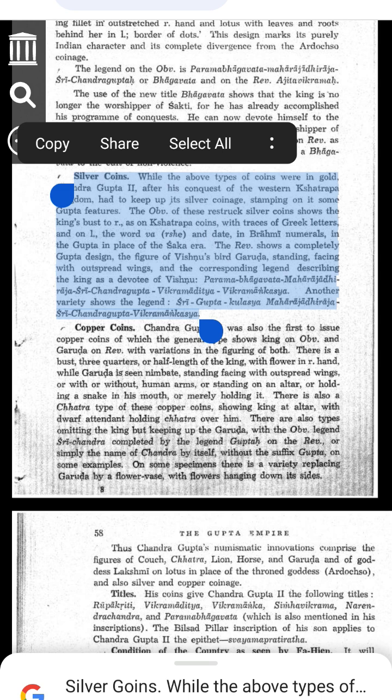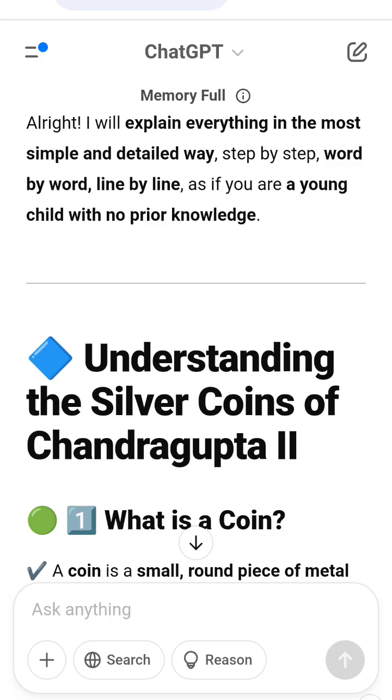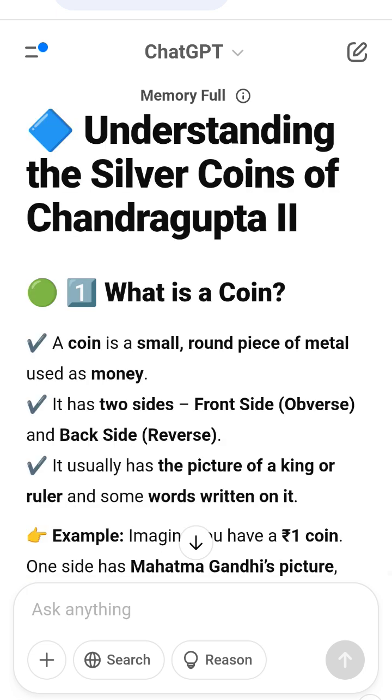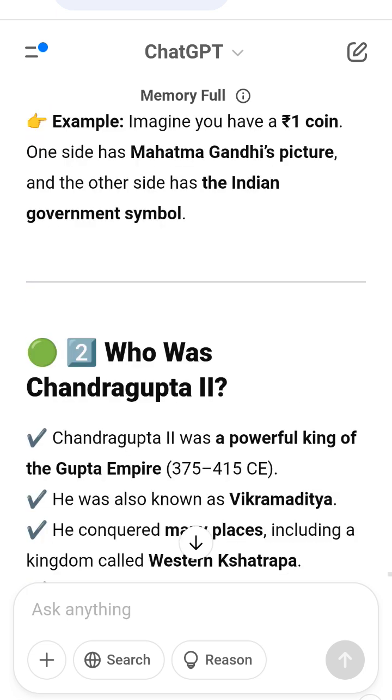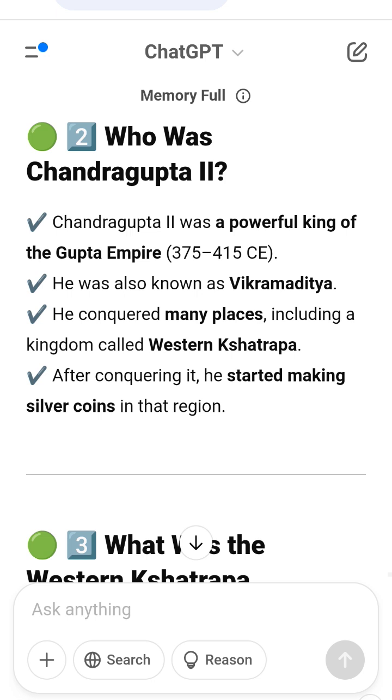Example: imagine a school ID card. The old principal's name is removed and the new principal's name is added, but the cards still look similar. Similarly, Chandragupta replaced the back design with his own religious and royal symbols. 5. Why did Chandragupta II keep some old features of the coin? He knew that people were already used to the Kshatrapa silver coins. If he completely changed them, people might reject them. So he kept some old designs, but added his own identity.